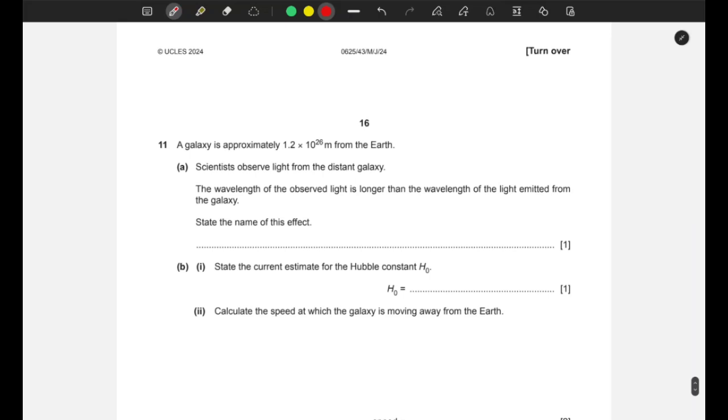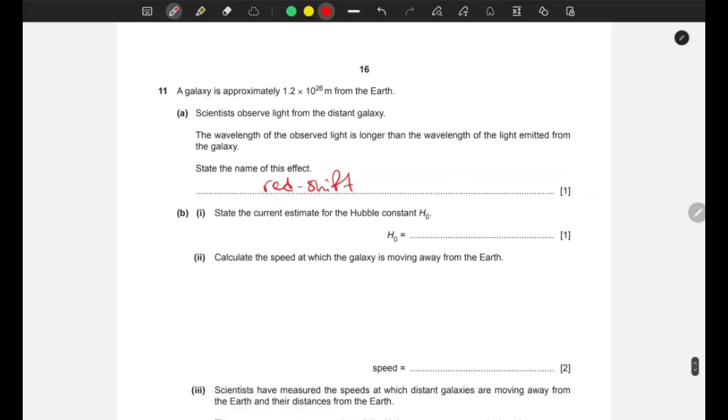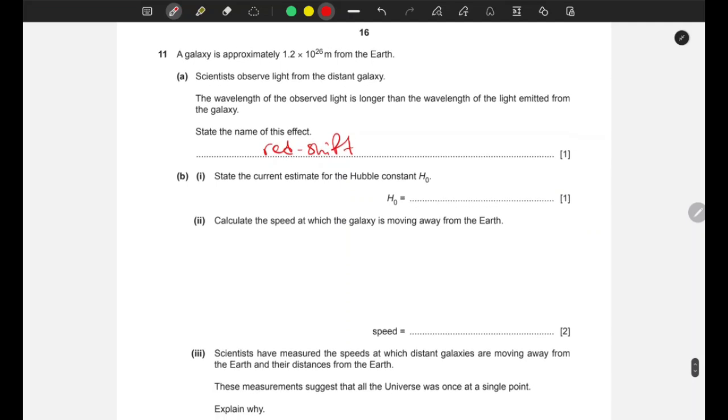A galaxy is approximately 1.2 times 10 to the power of 26 meters from Earth. Scientists observe light from a distant galaxy. The wavelength of the light is longer than wavelengths of light emitted from the galaxy. State the name of this effect. It's called redshift. Part B. State the current estimate for the Hubble's constant. So you should know this. It's 2.2 times 10 to the power of minus 18 per second, or second to the power of minus 1.